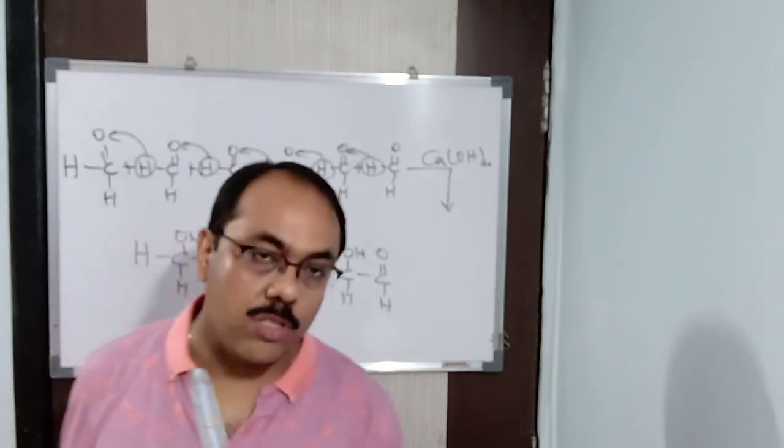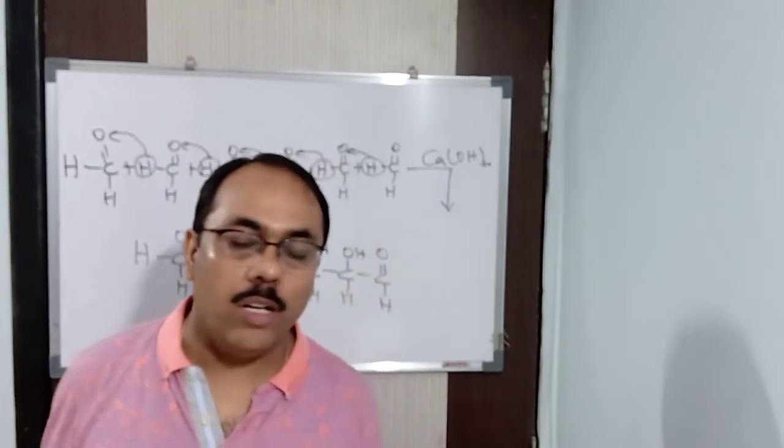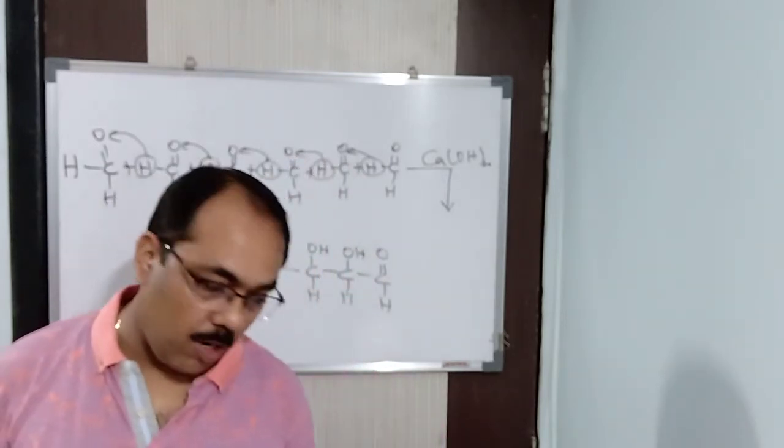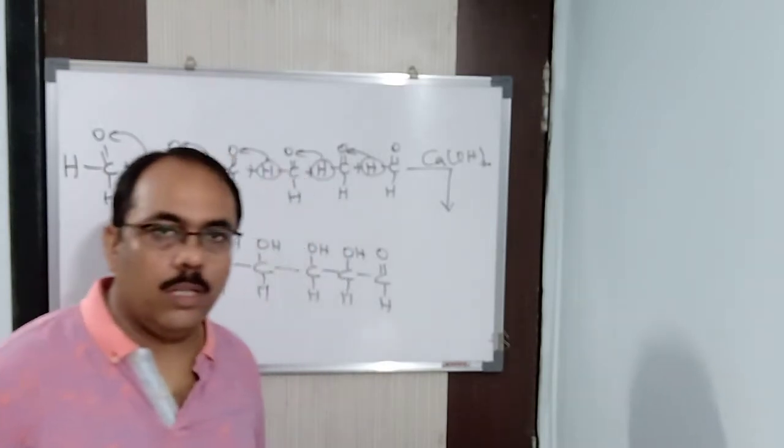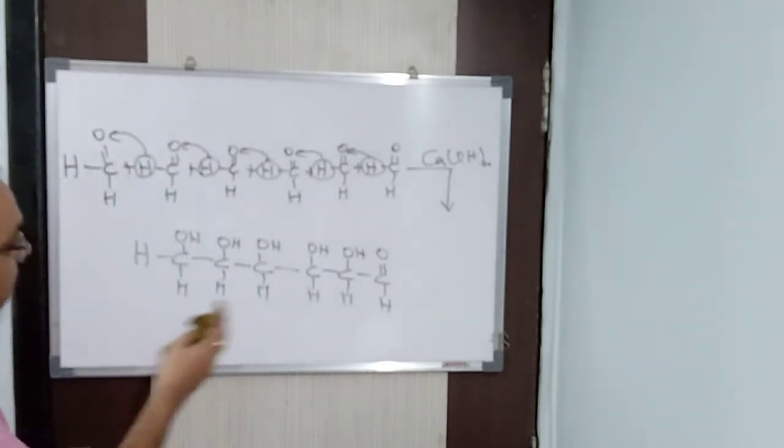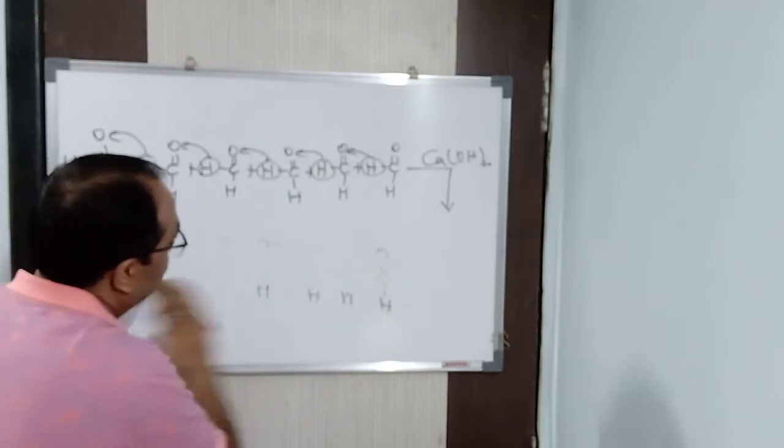So 6 molecules of formaldehyde polymerize in aqueous solution under a weak alkali to form what is nothing but formose. This is said to be the S.